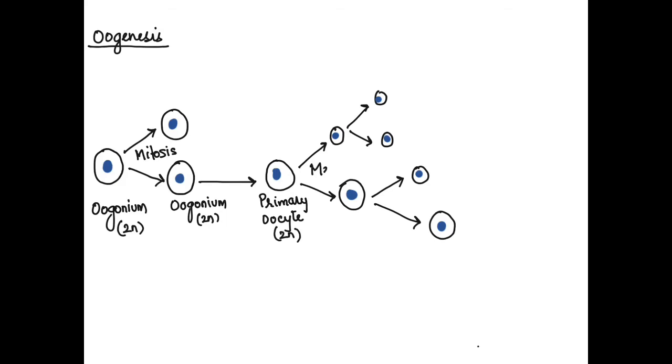One cell, which has a larger cytoplasm, is the secondary oocyte, and the other one with a lesser amount of cytoplasm is the polar body, that is the first polar body formed during oogenesis. These cells are now haploid cells. This further undergoes meiosis too. So the secondary oocyte now divides again, giving rise to 2 unequal cells.